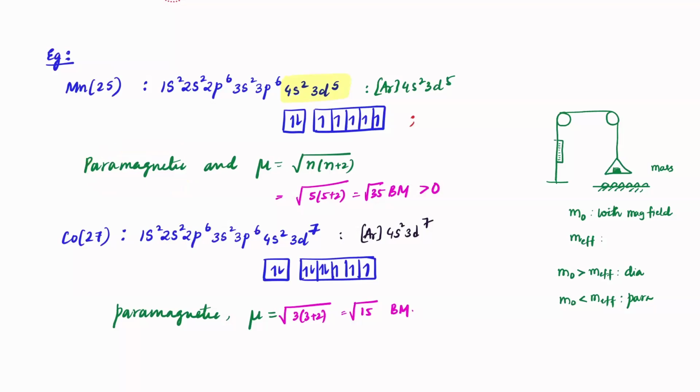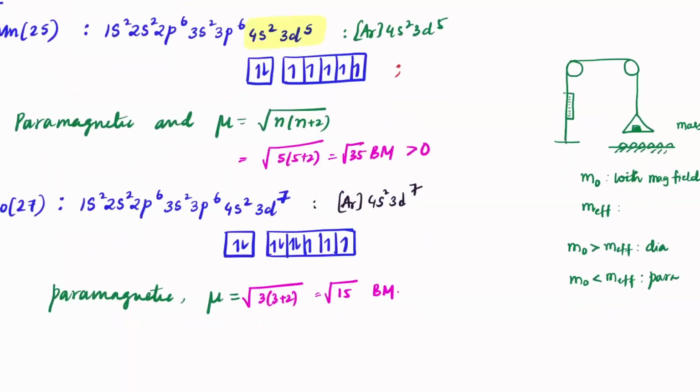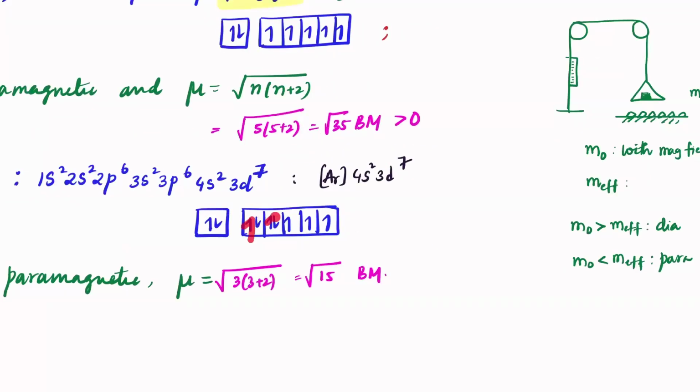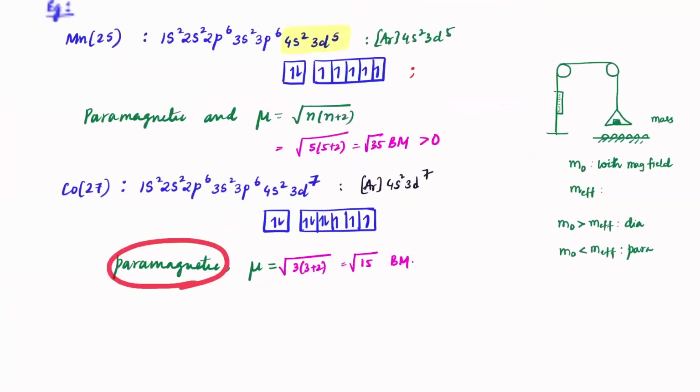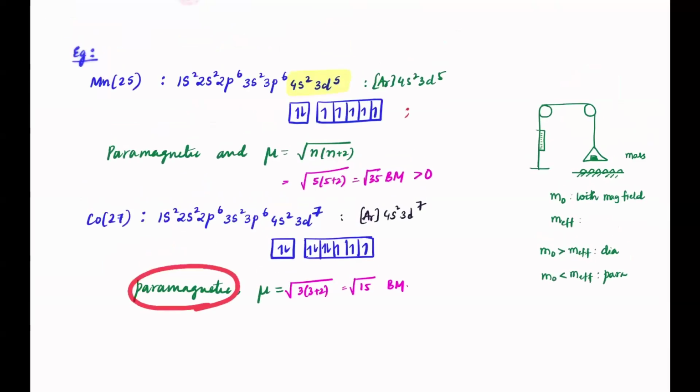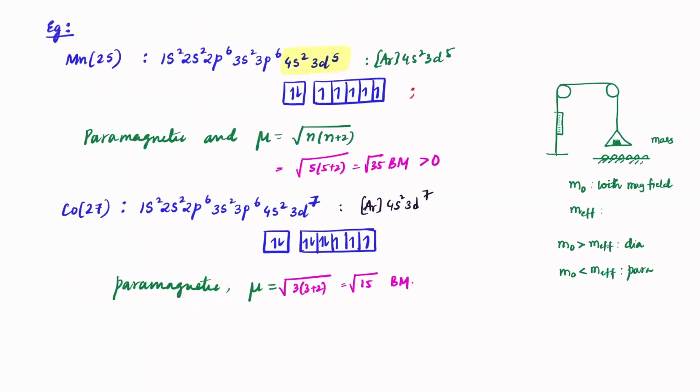While cobalt 27 goes up to 36, it is argon 4s2 3d7. While you distribute the 3d7 following Hund's rule, you get 1, 2, 3, 4, 5, 6, 7. So how many unpaired electrons are left? 3 unpaired electrons. Because we have 3 unpaired electrons, we do the magnetic moment calculation, and naturally it is paramagnetic because mu is greater than 0. I hope you understood this point. Okay.